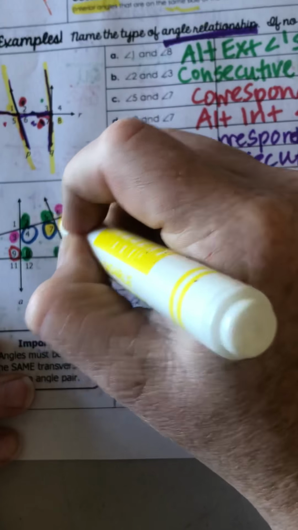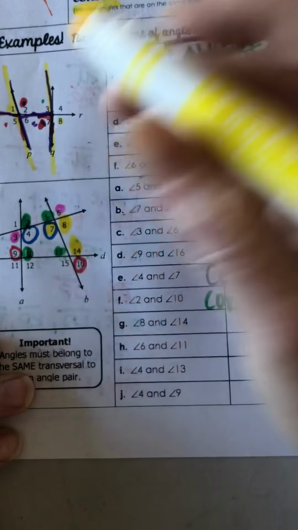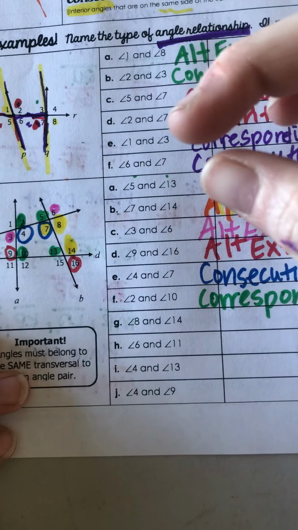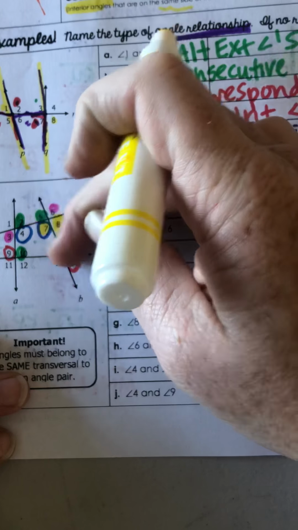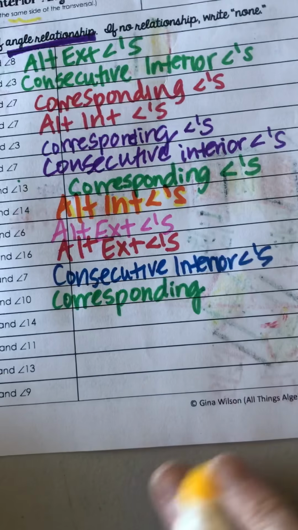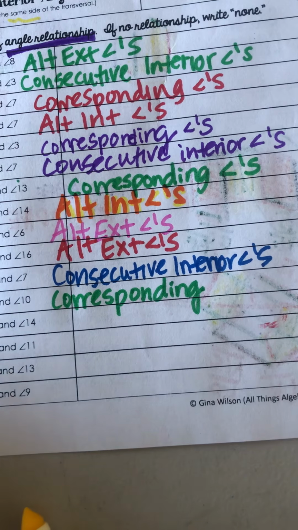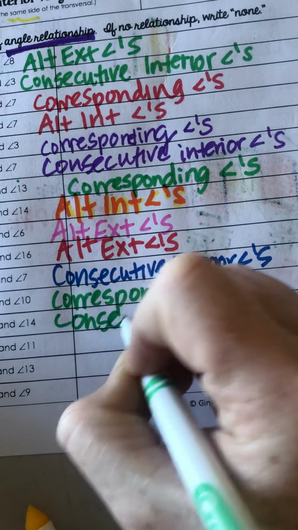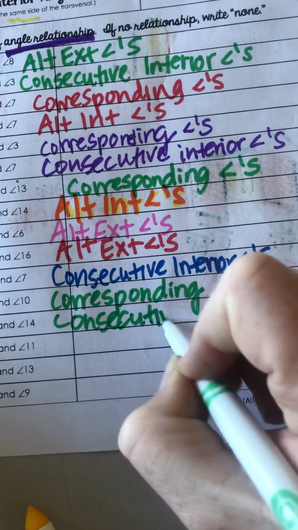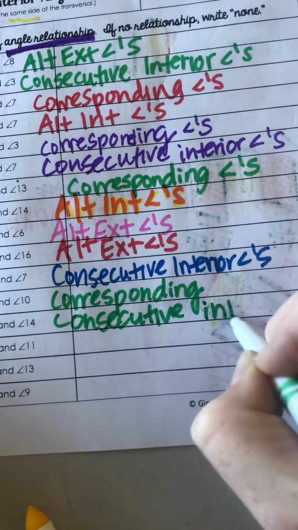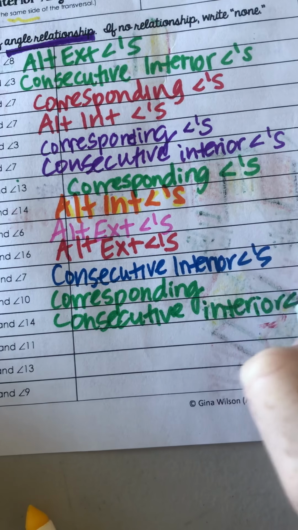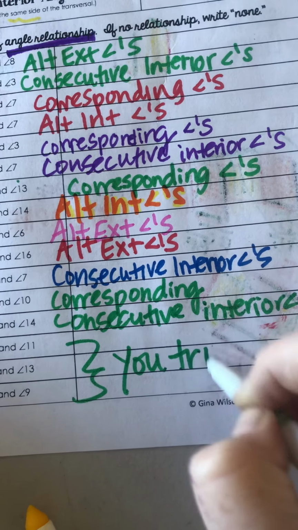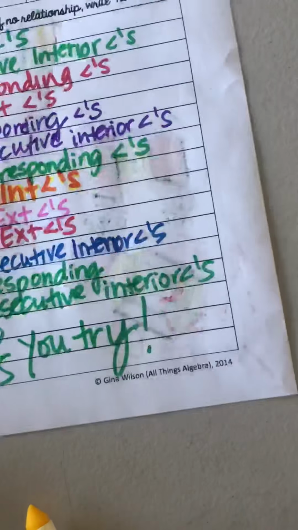Okay, last one I'm going to do with you is 8 and 14. So 8, 14. Okay, now those are interior, and they're also in the same side of their transversal, okay? So consecutive interior. They don't go across, so that's consecutive, not alternate. Okay, and so these 3, you try those out. Okay, that's it.